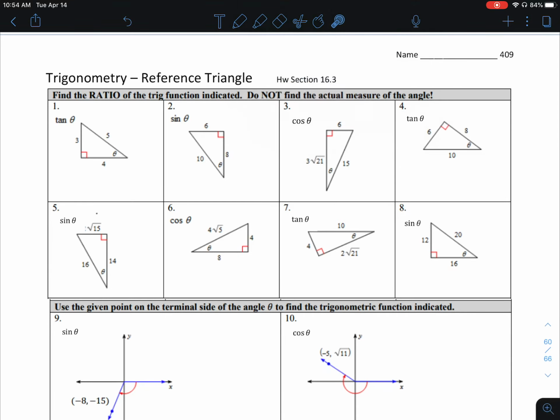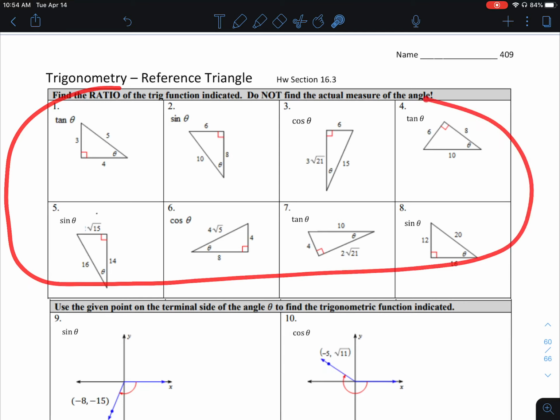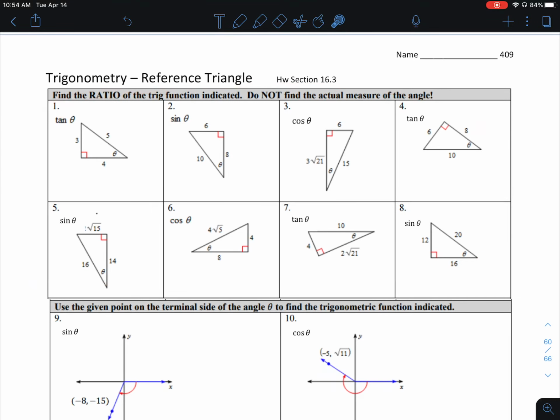A little warning: for these problems, 1 through 8, you have to be real careful that you don't directly apply what we just learned in this last note section. I know that sounds ridiculous, but we focused heavily on every picture being in the coordinate plane, x and y axis. In a coordinate plane, the opposite leg is always y, the adjacent leg is always x, and the hypotenuse is always r.